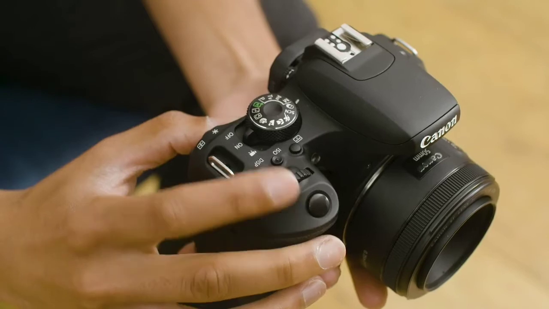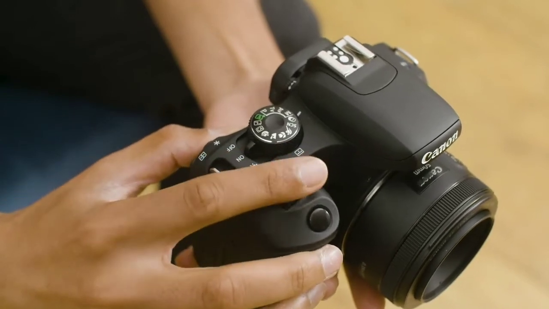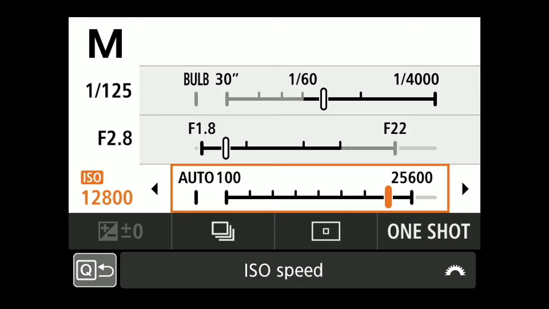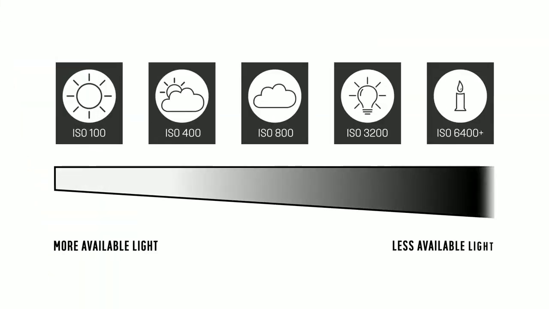ISO is essentially the sensitivity of the sensor that captures and records light going into the camera. You can adjust the sensor sensitivity to capture more or less light, depending on how much is available to you. For low light or dark situations, you want the ISO to make the sensor much more sensitive. This will allow it to capture as much light as possible to compensate for the lack of light available. So let's take a look at the ISO sensitivity scale to understand what level we might need.